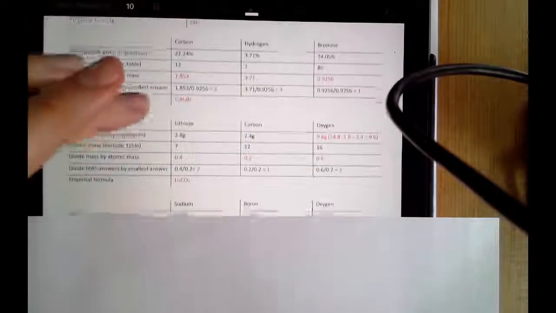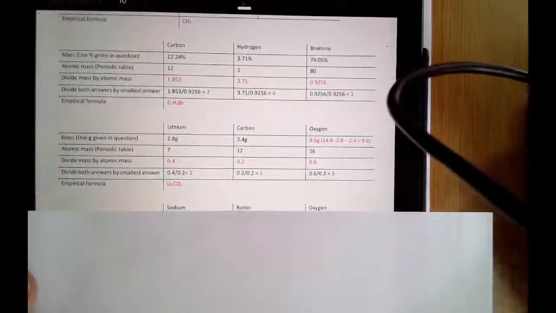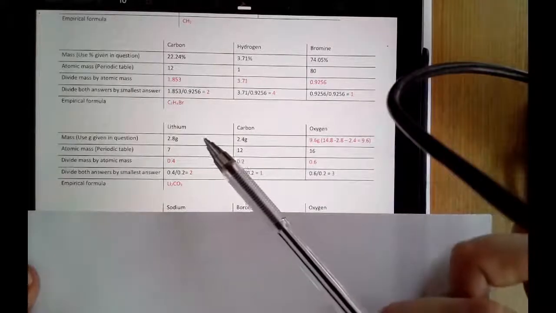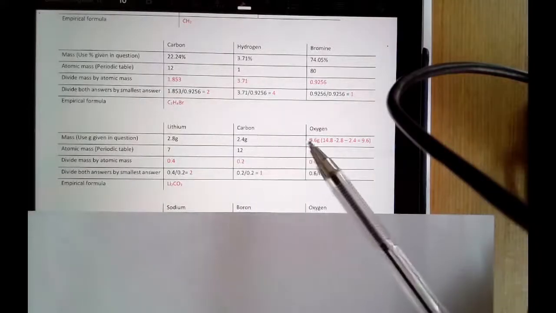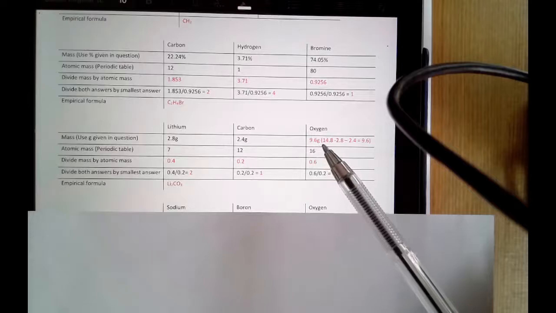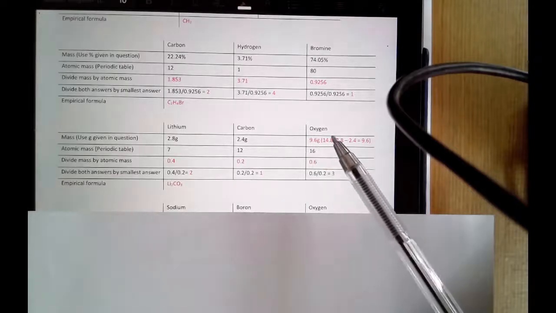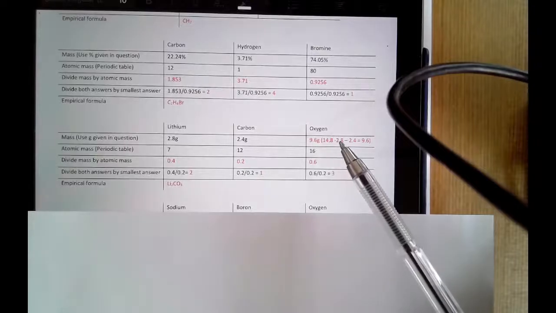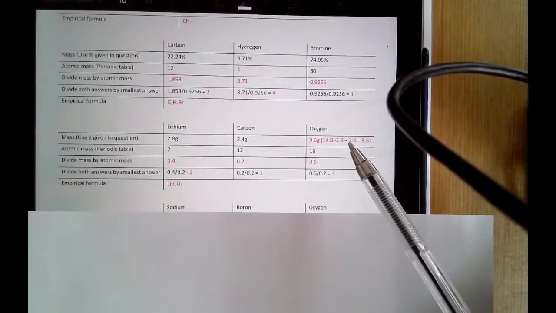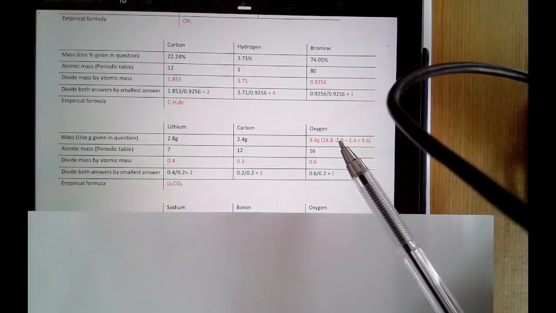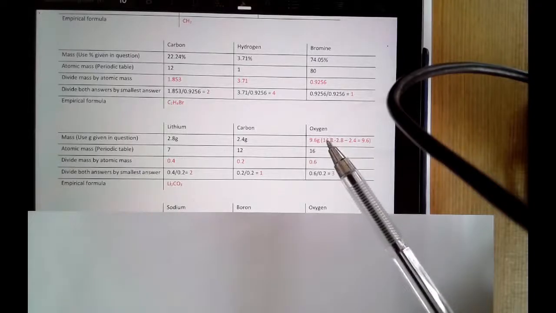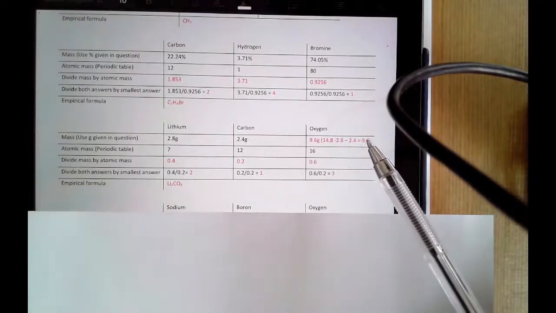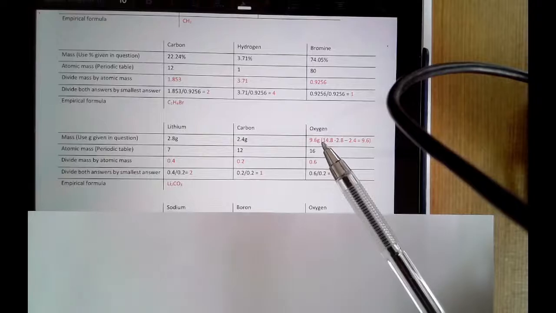The next question was a little bit different because I gave you the mass of lithium and the mass of carbon, but I didn't actually give you the mass of oxygen. You had to calculate that. So you were told that the total mass of the reactants was 14.8. You were told how much lithium you had, how much carbon you had. So if you take the mass of lithium and carbon away from the total mass, you will find out how much oxygen you have, and it's 9.6 grams.